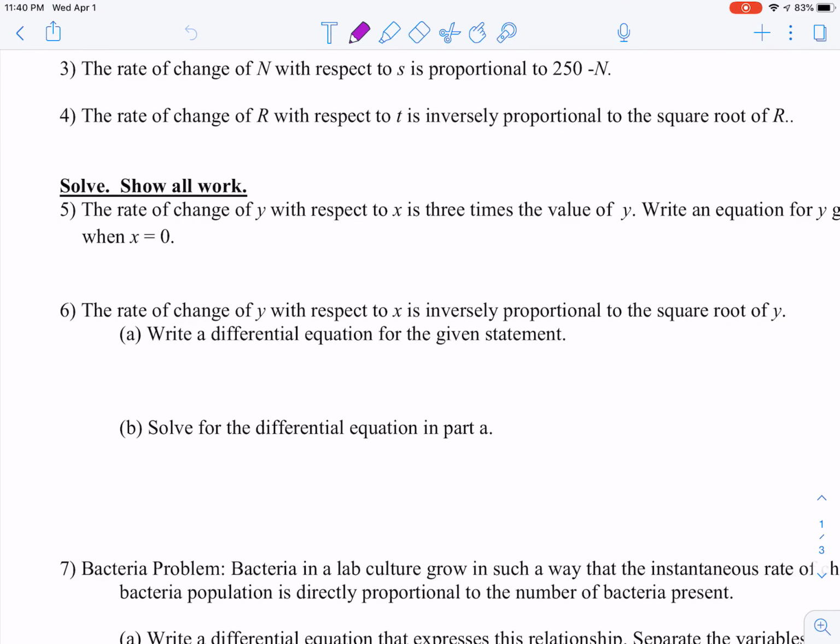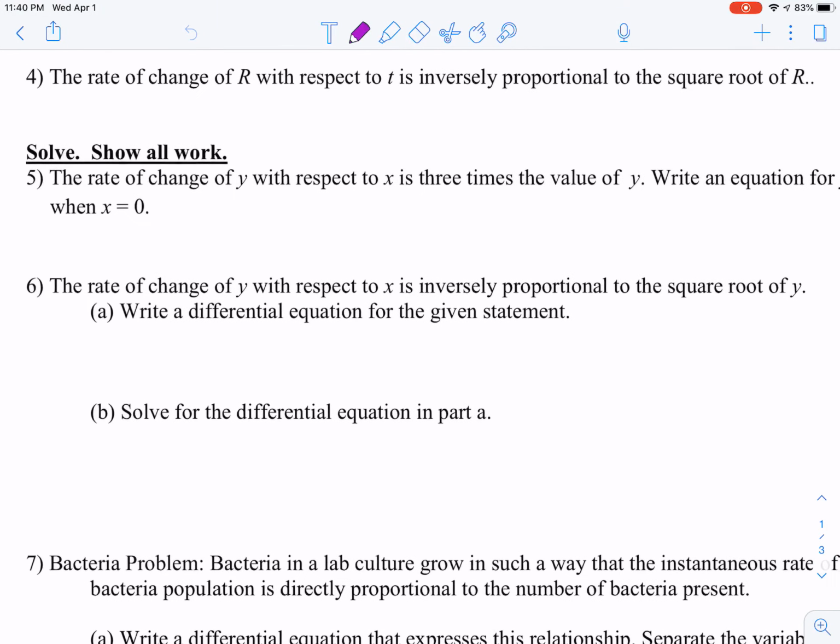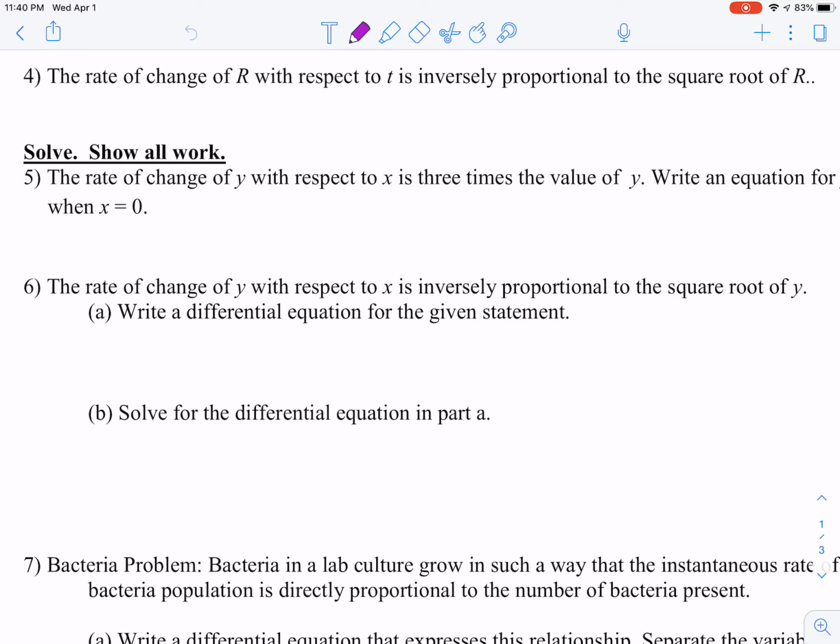Okay, I'm going to work number 6 from Tuesday's homework, and then you can kind of see what's going on. So it says the rate of change of y with respect to x is inversely proportional to the square root of y. Okay, so the rate of change of y with respect to x, that's your derivative. That's going to be dy dx, because that represents a rate of change. That's what a derivative is, right? So we write that as dy dx.